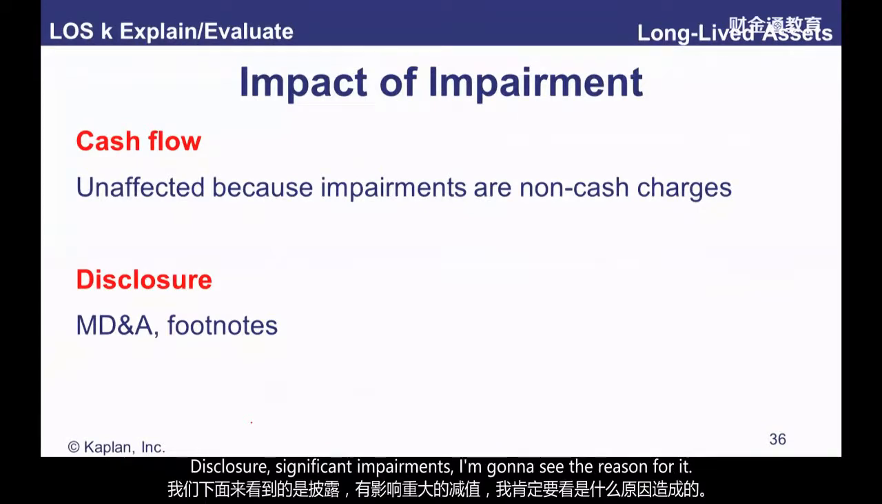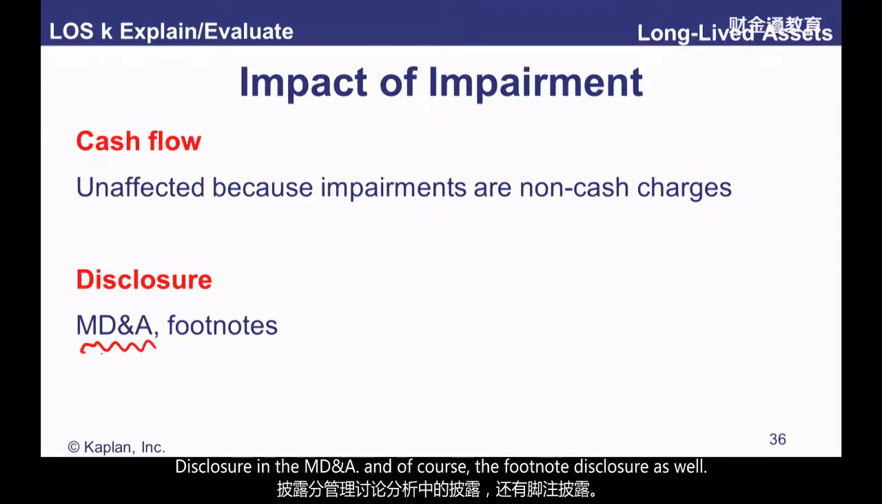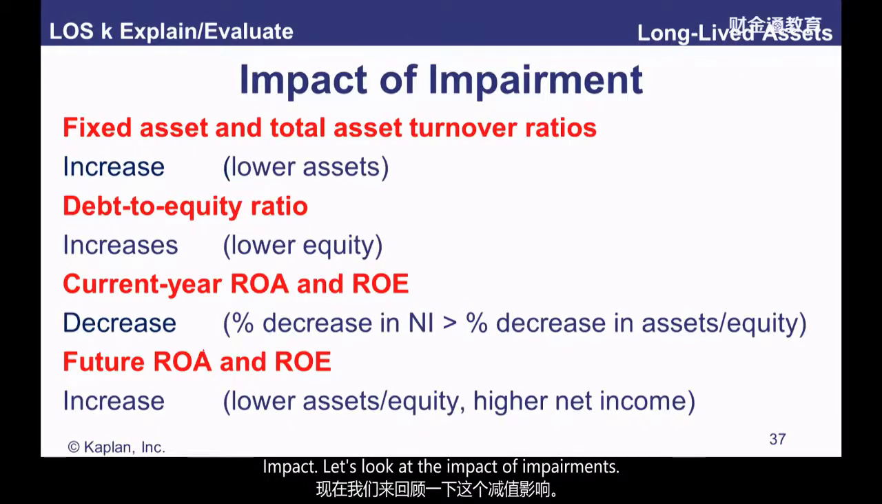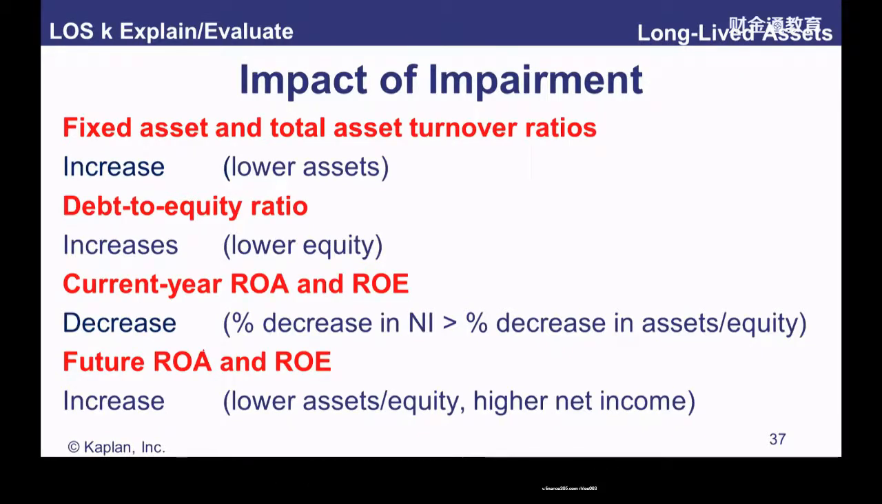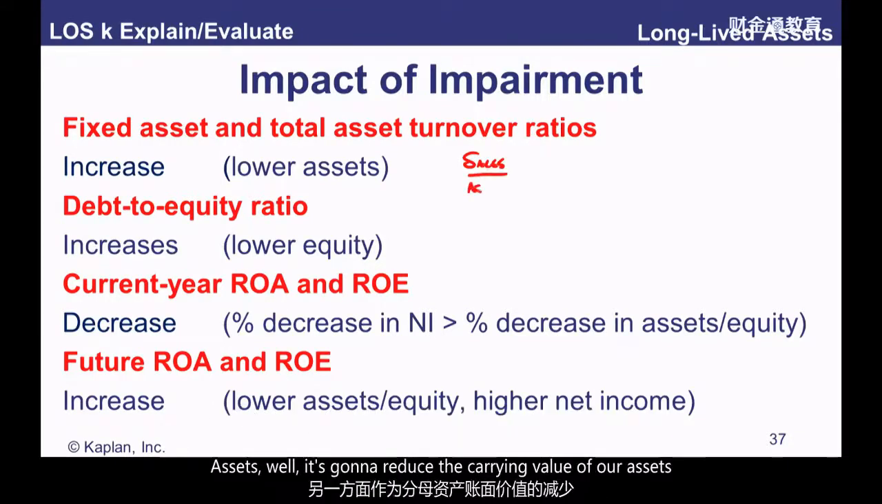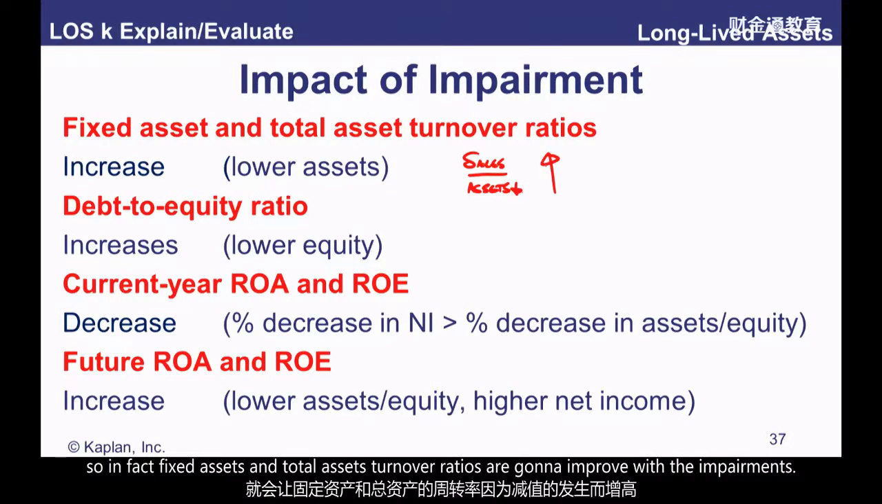Disclosure, well, for significant impairments, I'm going to want to see the reason for it disclosed in the management discussion and analysis, and of course, again, the footnote disclosure as well. Impact, let's have a look at the impact of our impairments. Fixed asset and total asset turnover ratio. Sales, well, of course, unaffected. Assets, well, it's going to reduce the carrying value of our assets. So in fact, fixed asset and total asset turnover ratios are going to improve with impairments.